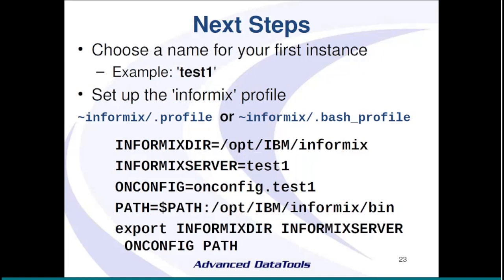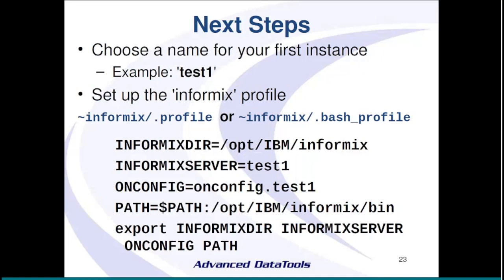So we've now got all of the engine files on the system. What are our next steps? The first thing we have to do is choose a name for our instance. Every instance has its own name. They do not have to be unique, but it makes it a lot easier if they are. For our tests here, we're going to call everything test1. Obviously, you probably would not want to use that for a production system.